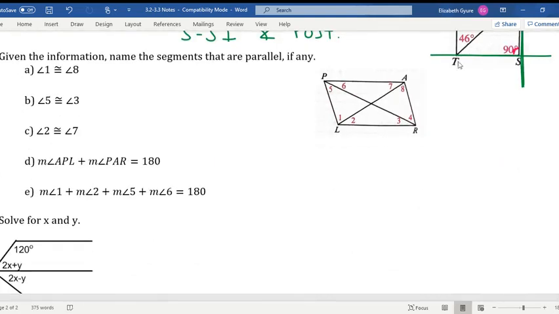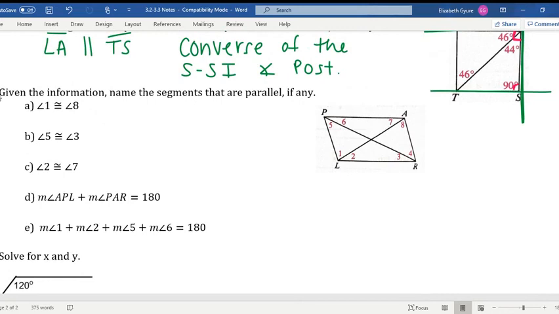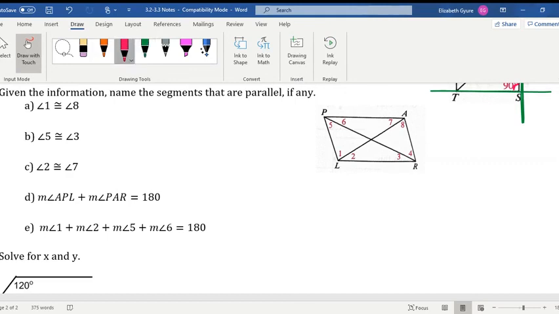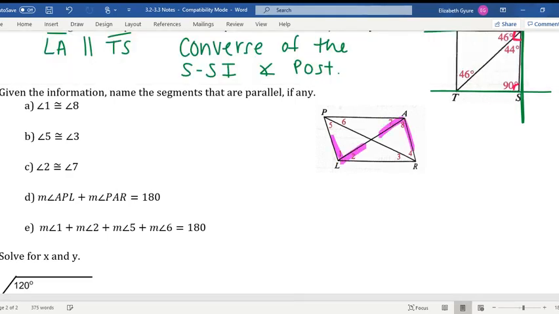We are crunched on time, but that's okay. Number 2, given the information, name the segments that are parallel, if any. So in this situation, if angle 1 was congruent to angle 8, this is actually a perfect time for our little letters that I told you about, because this picture isn't quite so wonky. You got to figure out what angle relationship is happening between angle 1 and angle 8, and therefore which lines would end up being parallel.